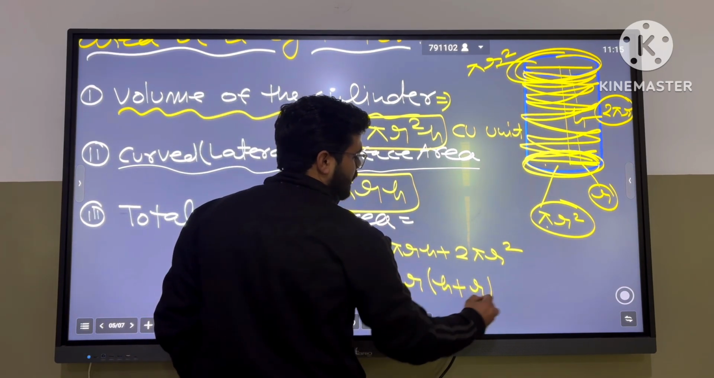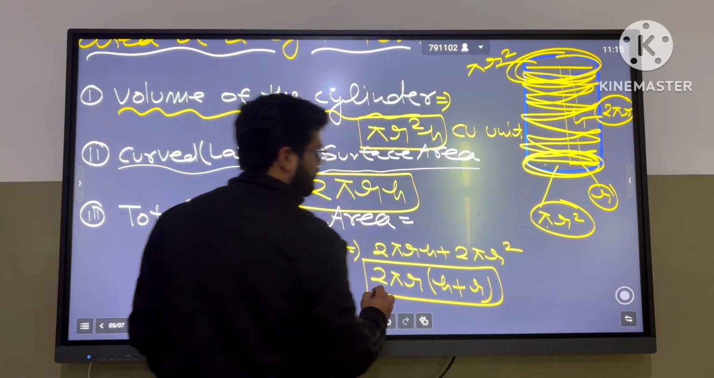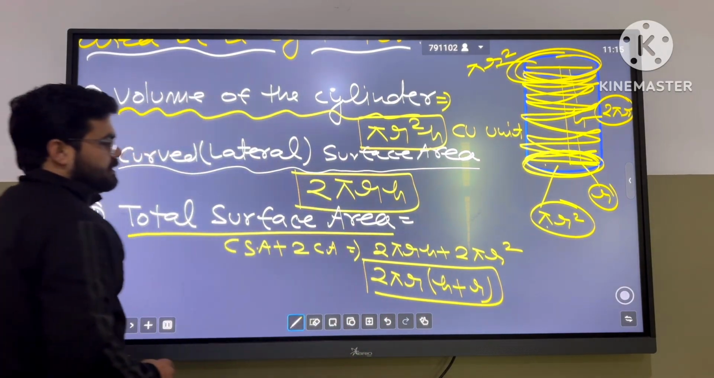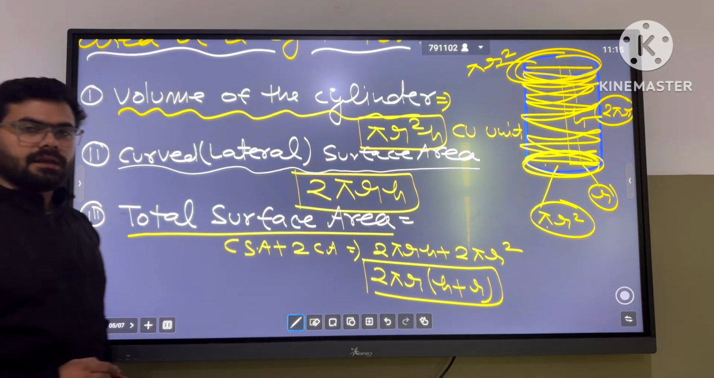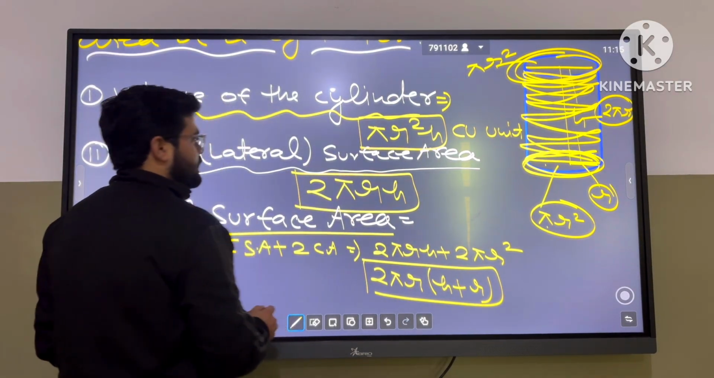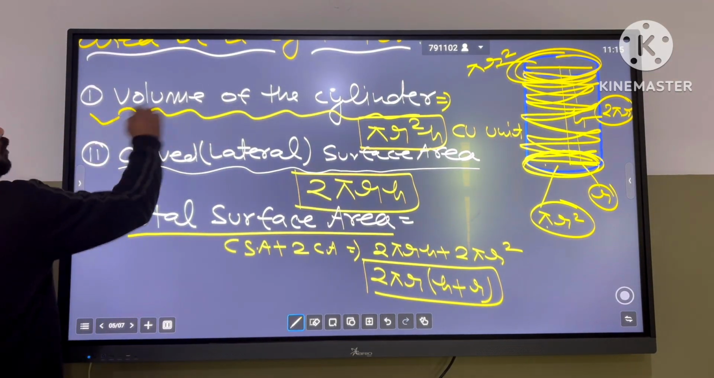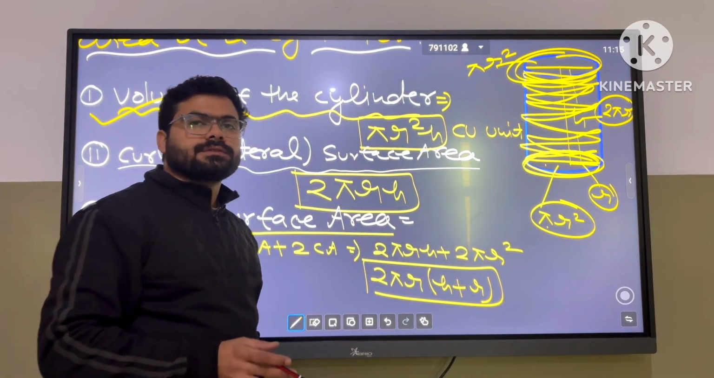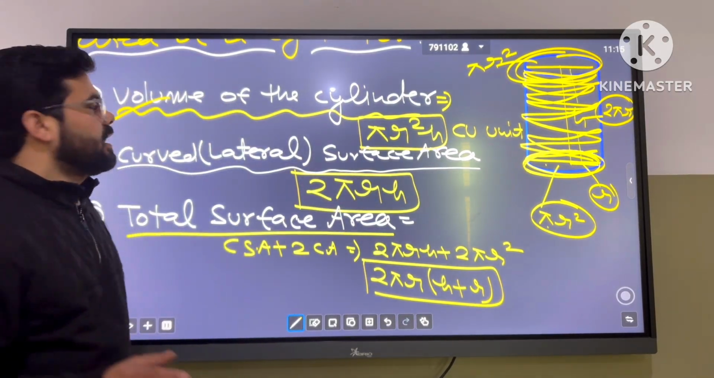Final answer is 2 pi r (h + r). So dear students, total surface area of cylinder is 2 pi r (h + r). The first formula of cylinder, volume of the cylinder, pi r square h. What is the formula of cylinder? Volume of cylinder, pi r square h.